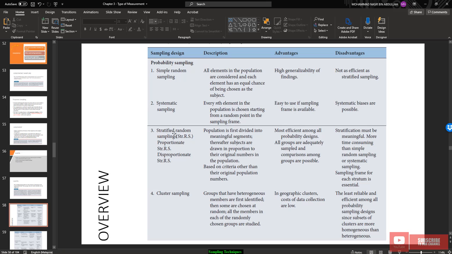Right. Stratified random sampling: the population is first divided into meaningful segments. Therefore, subjects are drawn in proportion to their original number in the population, based on a criteria other than their original population number.